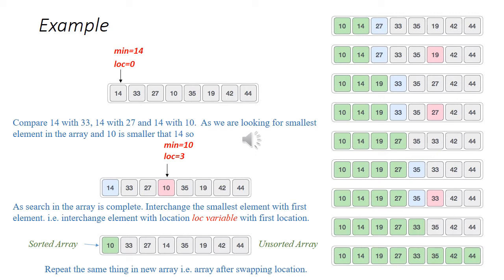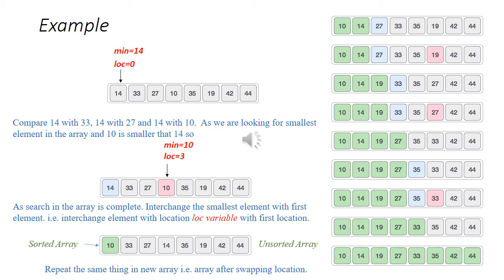But still the searching in the list is not complete. As the search in the array is complete, you compare 10 with 35, 10 with 19, 10 with 42, 10 with 44. So I find that finally 10 is the smallest element in the unsorted array. Now I am going to interchange it with the leftmost element. The leftmost element is 14. So I am going to interchange 10 with 14. Let's read it: as the search in the array is complete, interchange the smallest element with the first element.